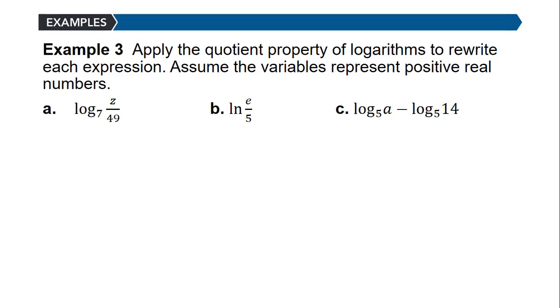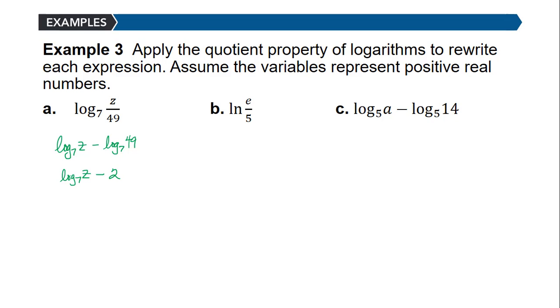So the log to the base 7 of z over 49. So my argument is a quotient. By the quotient property, I can rewrite this as log to the base 7 of z minus log to the base 7 of 49. And then I want to simplify this to rewrite as log to the base 7 of z minus, well, 2, right? 7 squared is 49, so the log to the base 7 of 49 is just 2.